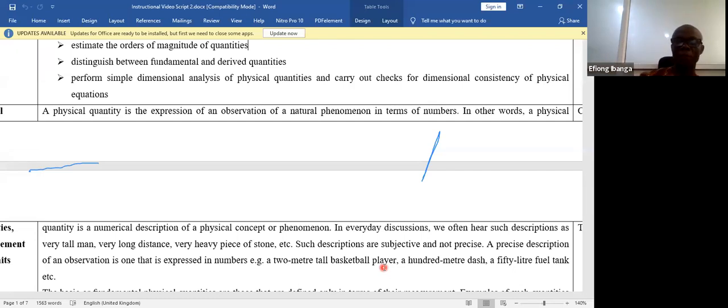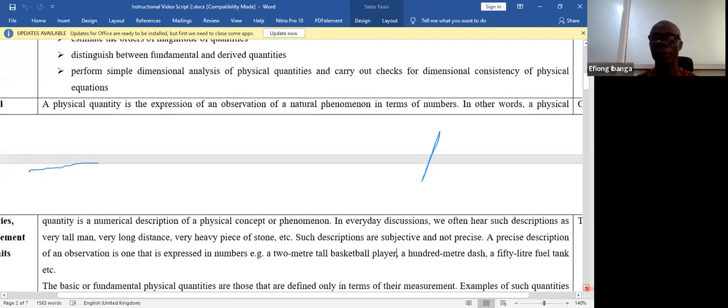Or you can say a 100-meter dash, that somebody runs from here to there, and then we can measure the distance. It is a 100-meter dash. So you cannot say it's very long distance or very short distance. We give it in terms of numbers, 100 meters. Or we can say a 50-liter fuel tank. There's a number, and then there's a description attached to it. The description here is the unit of measurement, and I'm coming to that.